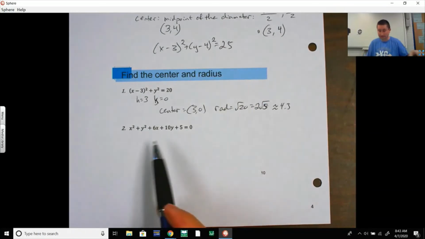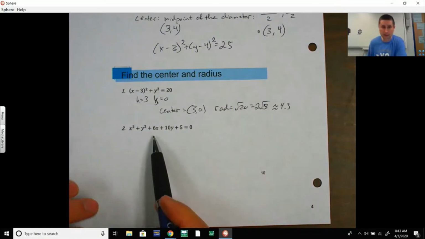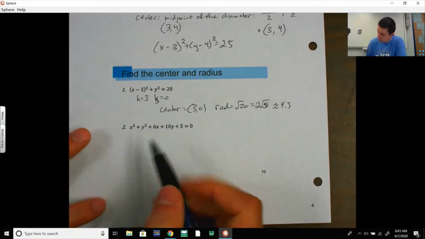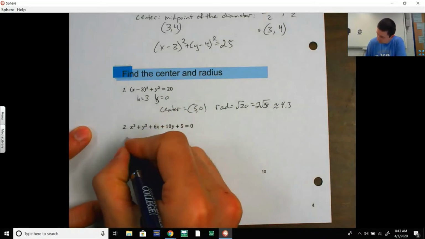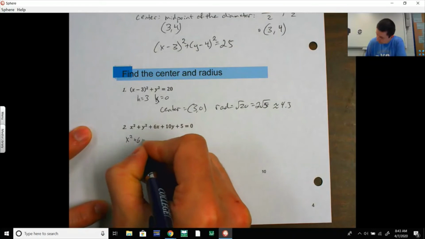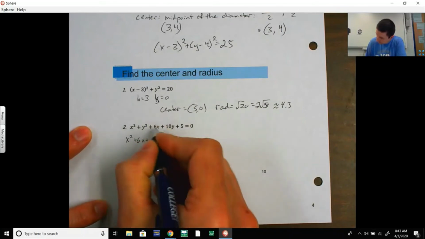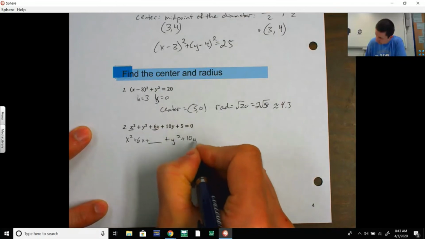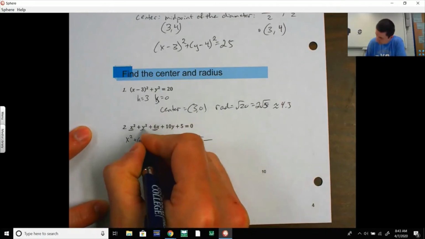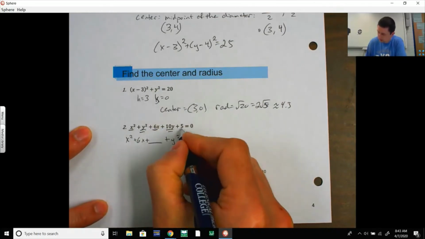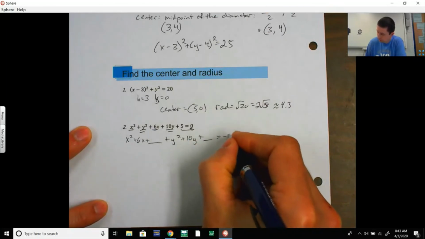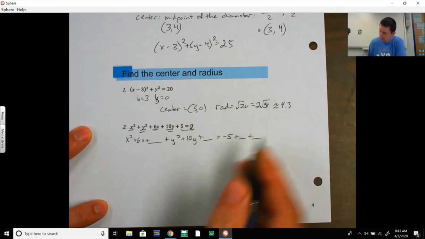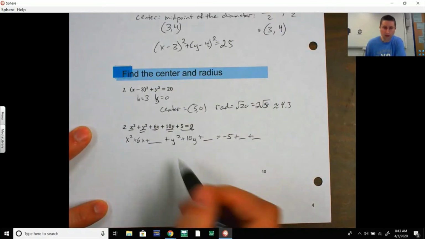Okay, this is in the general form. This is when we have to do the blankety blanks and complete the squares. So I'm going to group my x's together and put blanks there. So I'm going to go x squared plus 6x plus blank. Plus y squared plus 10y plus blank. So those two go together. The 5 I'm kicking over with another double blank. Minus 5 plus blank plus blank. Because I have 2 blanks on here, 2 blanks on there. We have to complete the square.